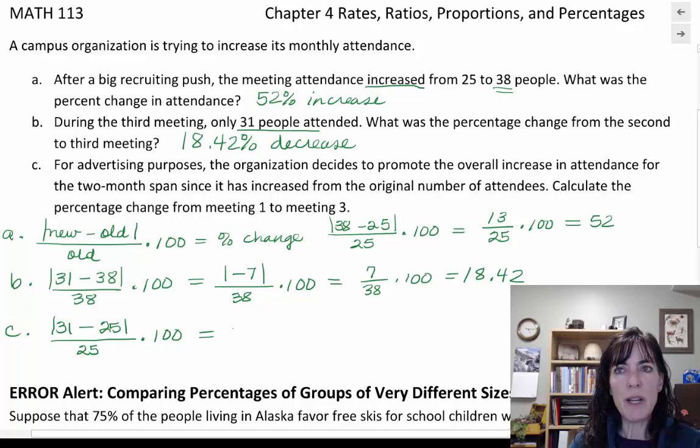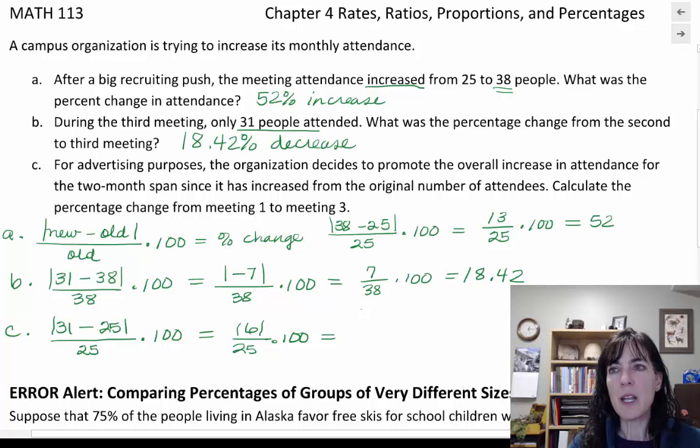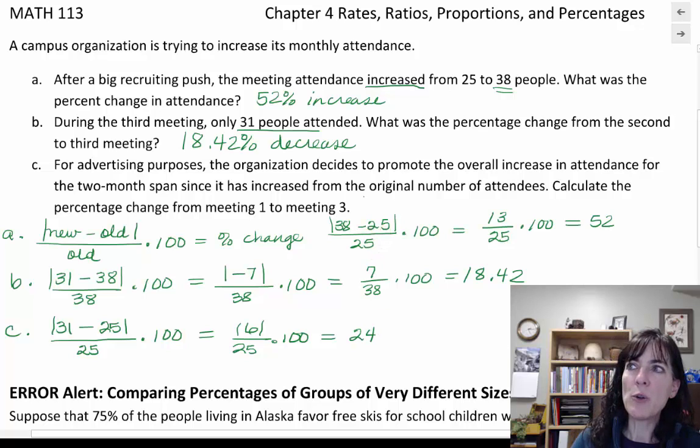And so 31 minus 25 is going to give me 6. Absolute value of that is still 6, over 25 times 100. So absolute value of 6 is 6, and then I'll just do 6 divided by 25, and I get 0.24. When I multiply that by 100, I get 24. And so here we will say a 24% increase.